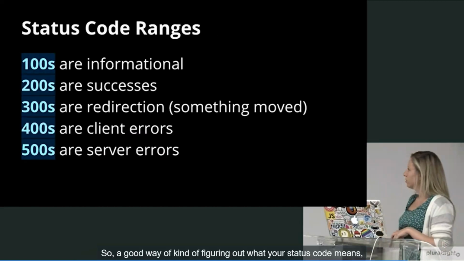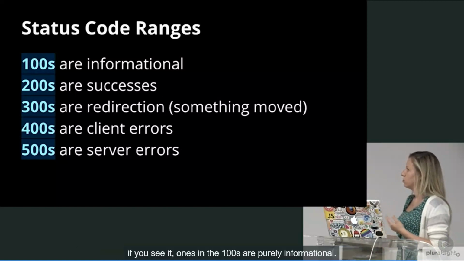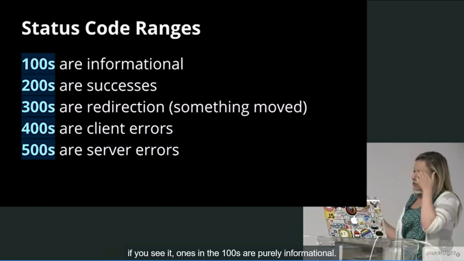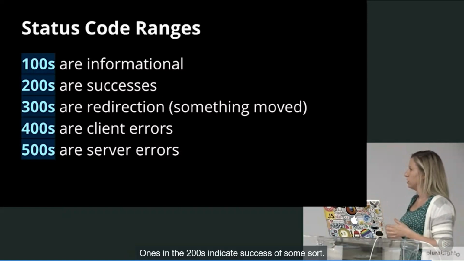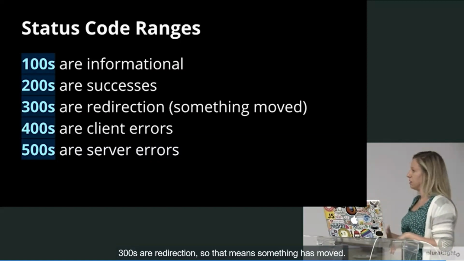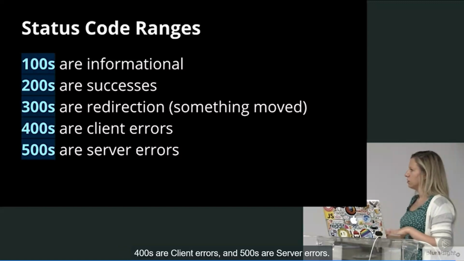A good way of figuring out what your status code means if you see it: ones in the hundreds are purely informational. Ones in the 200s indicate success of some sort. 300s are redirection, so that means something has moved. 400s are client errors, and 500s are server errors.